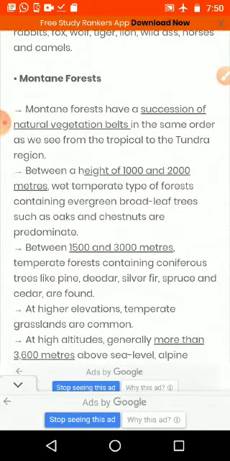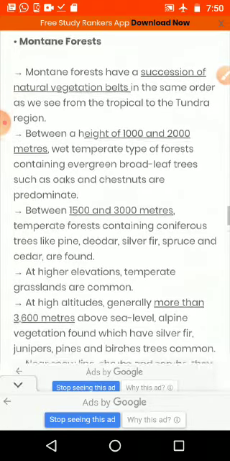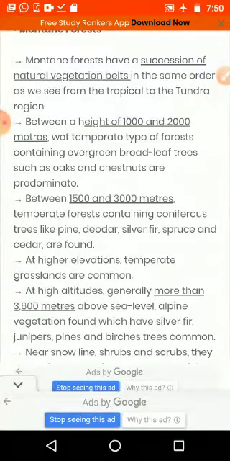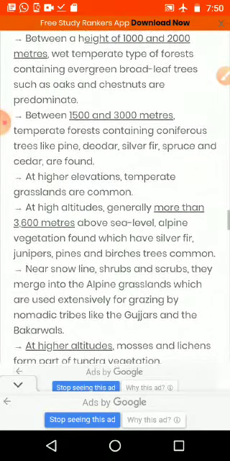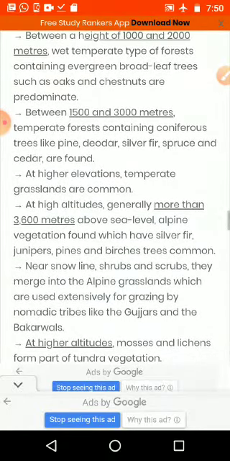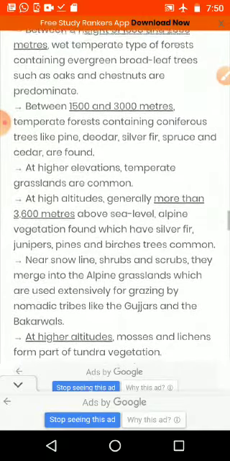Then mountain forests. Mountain forests have a succession of natural vegetation belts in some order, as we see from the tropical to the tundra region. Between the heights of 1000 and 2000 meters, wet temperate forests containing evergreen broadleaf trees such as oak and chestnuts are predominant.